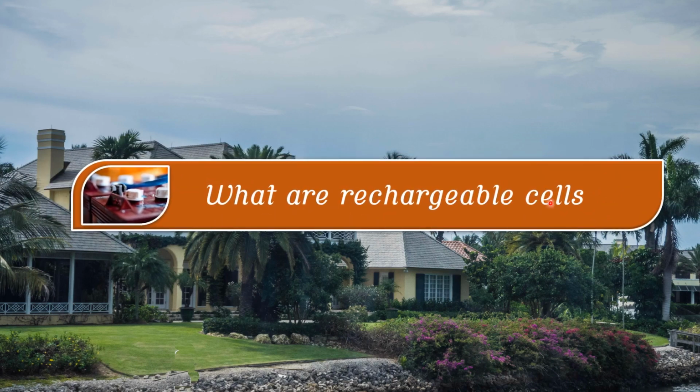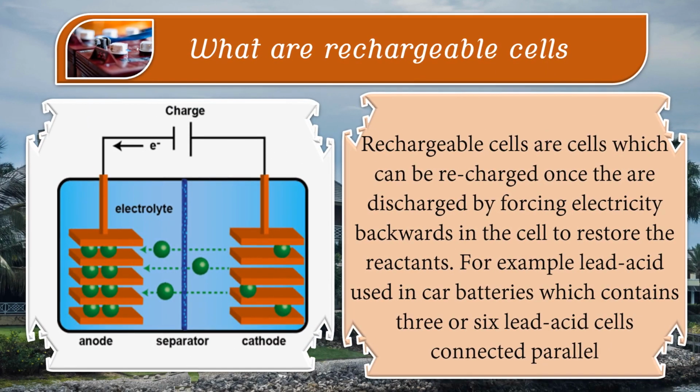What are rechargeable cells? Rechargeable cells are cells which can be recharged once they are discharged by forcing electricity backwards in the cell to restore the reactants. For example, lead acid used in car batteries, which contains 3 or 6 lead acid cells connected in parallel.